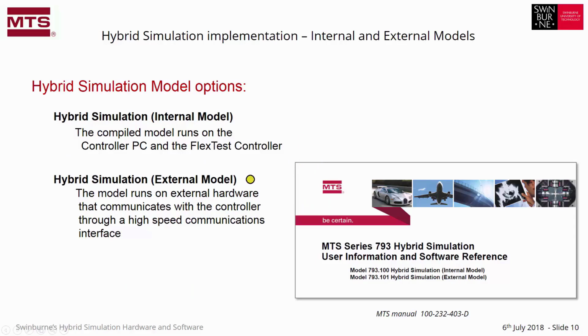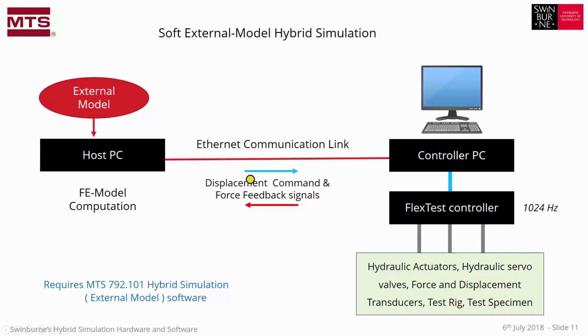The other software option is the hybrid simulation external model, where the model runs on external hardware that communicates to the controller through a high-speed communications interface. And the simplest diagram to explain this is this, where we have a host PC where the external model is running, and we have in this case an Ethernet communication link, which is the simplest form, that carries all of the displacement command signals one way and all force feedback signals the other way. This can be referred to as soft external model hybrid simulation because of the Ethernet connection.